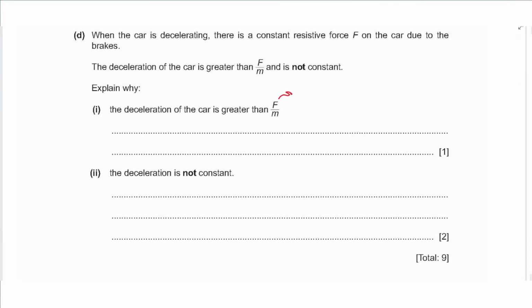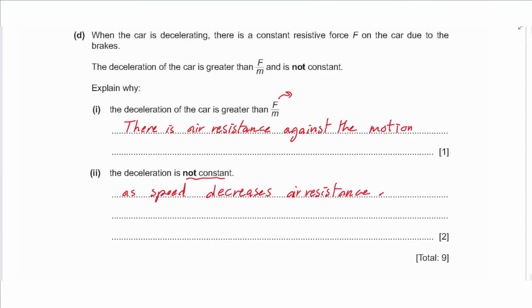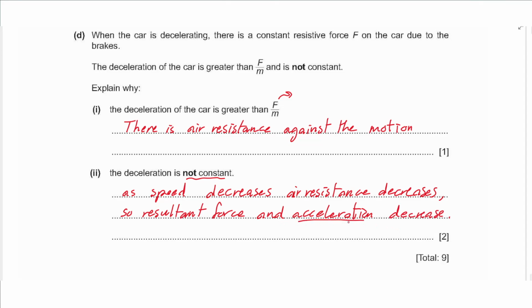This means that there is another force other than F, which could be the air resistance. So we can say there is air resistance against the motion, so it adds to the total force opposing the motion. The deceleration is not constant. Why? Because air resistance depends on speed. As speed decreases, air resistance decreases, so resultant force and acceleration decrease. We can say acceleration or deceleration in this part.